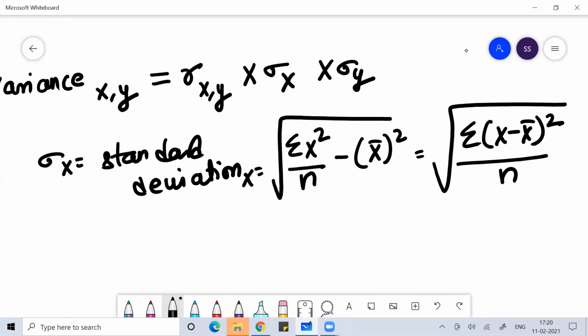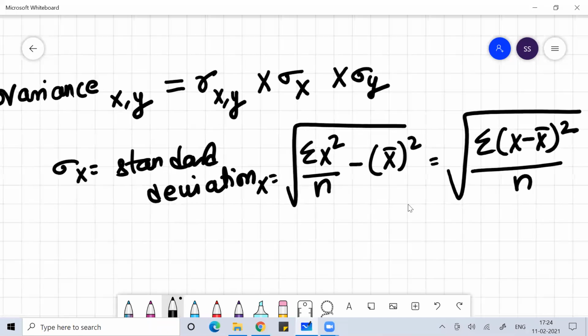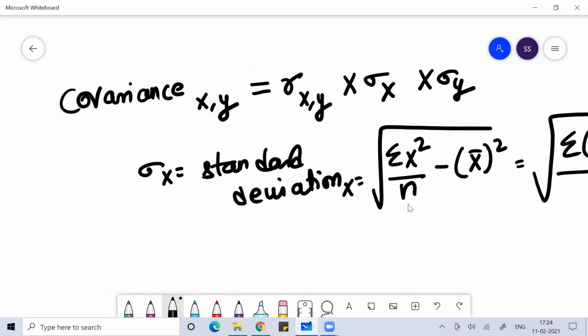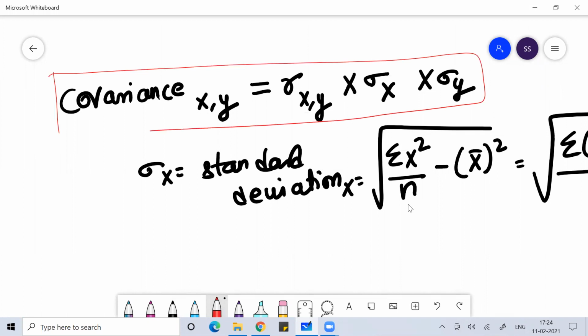Okay, everyone. I believe till here nobody has any doubt. So this was the standard deviation formula. What you need to remember is that the covariance between x and y is equal to r of xy into standard deviation of x into standard deviation of y. So you know this formula of variance and standard deviation. You need to understand that the variance is the square of standard deviation. I hope you are aware of that.